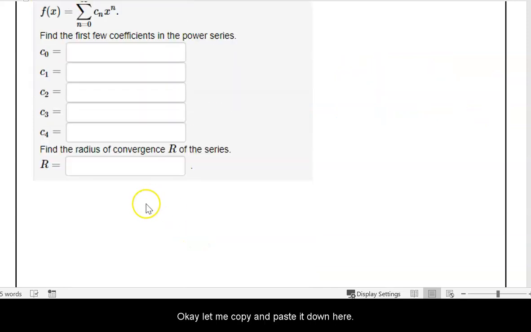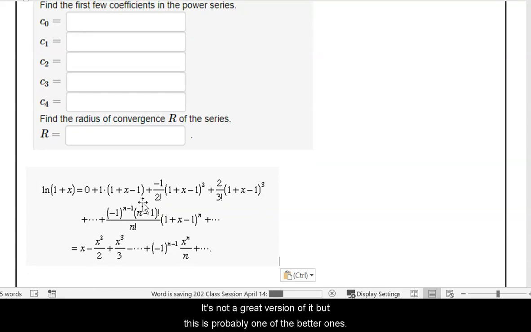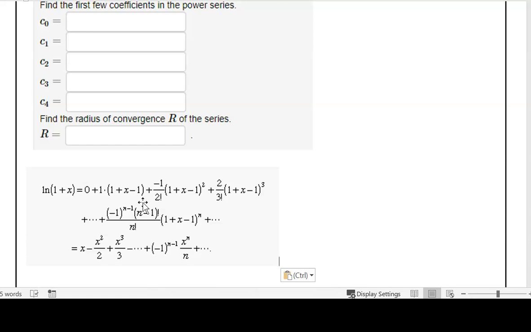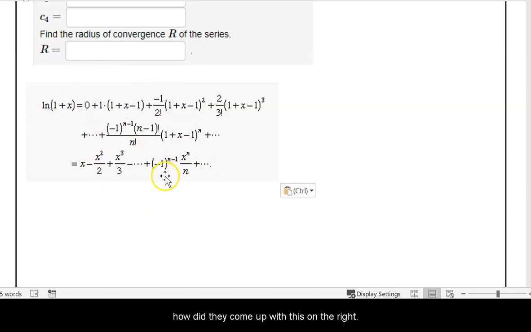Okay, so let me copy and paste it down here. All right. It's not a great version of it, but this is probably one of the better ones I can see at the moment. Okay, so here's the formula for the natural log of 1 plus x. Now, where do you get the natural log of 1 plus x? How do you make that into a Taylor series, or how did they even find that? Let's talk about that, because that may be part of the problem, is you don't even know where these are coming from. So for example, if you were given this natural log of 1 plus x, how did they come up with this on the right?